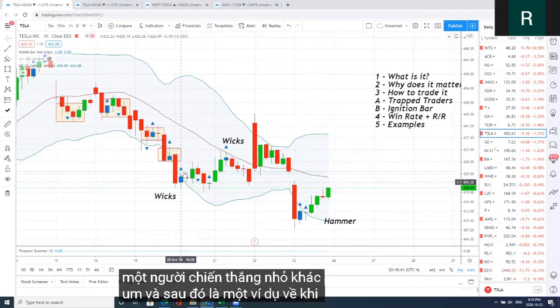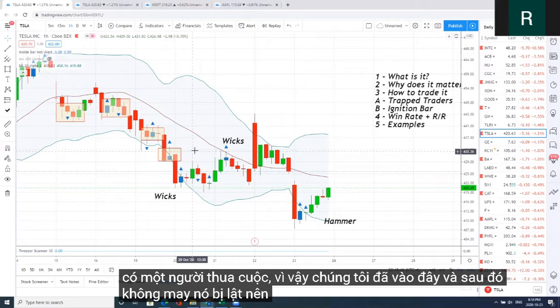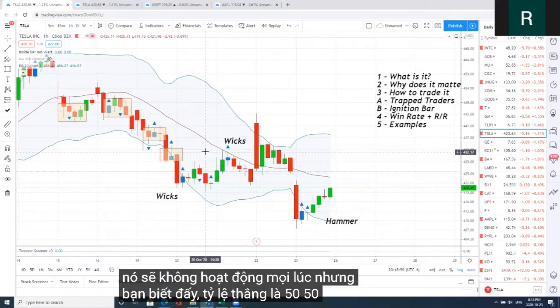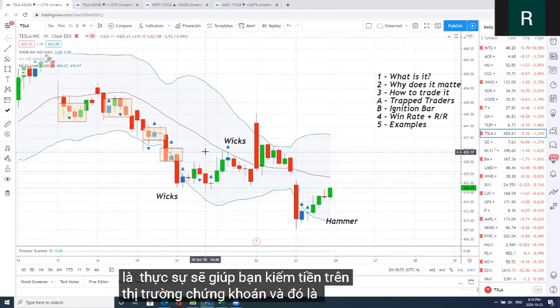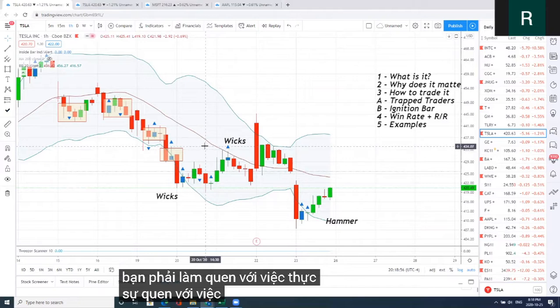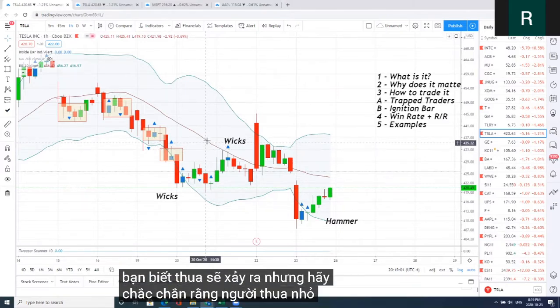And then here's an example of when we have a loser. So we entered here and then unfortunately it rolled over. So it's not going to work all the time, but a 50-50 win rate is actually going to make you money in the stock market. And that's something you have to get used to: losing happens. But make sure the losers are small and the winners are bigger.